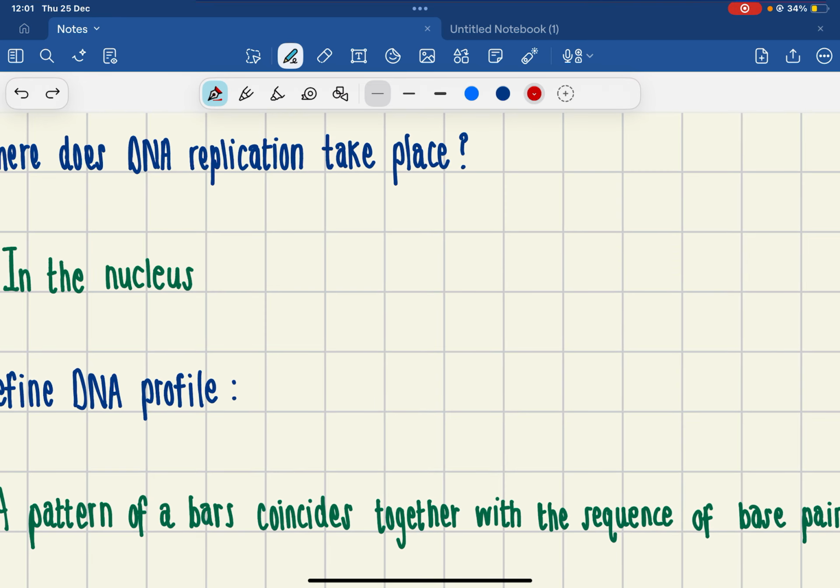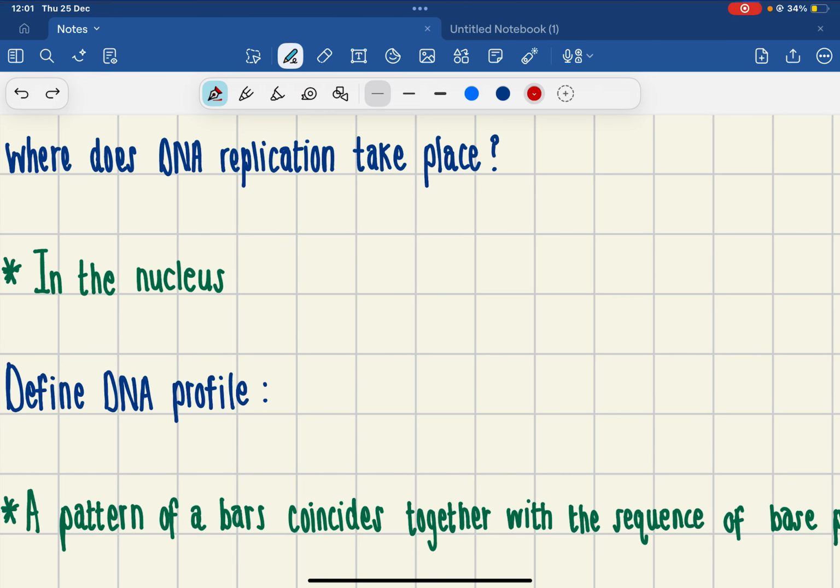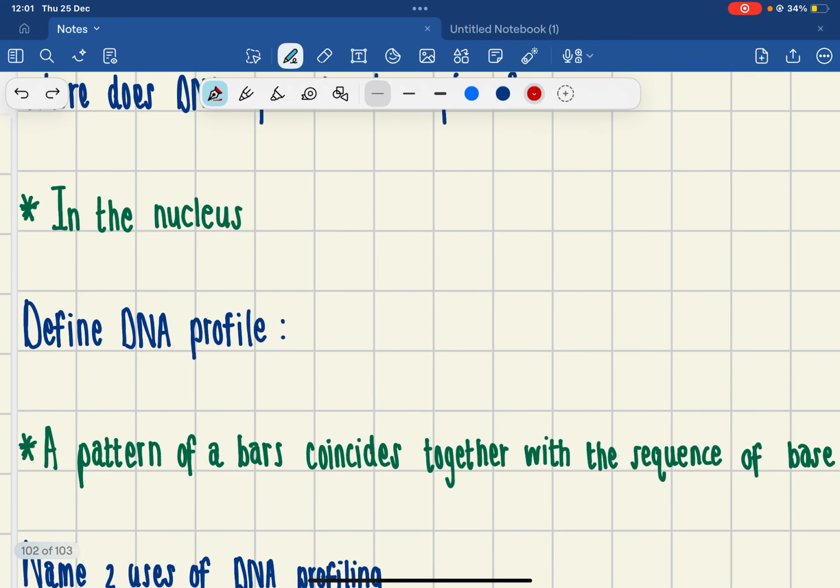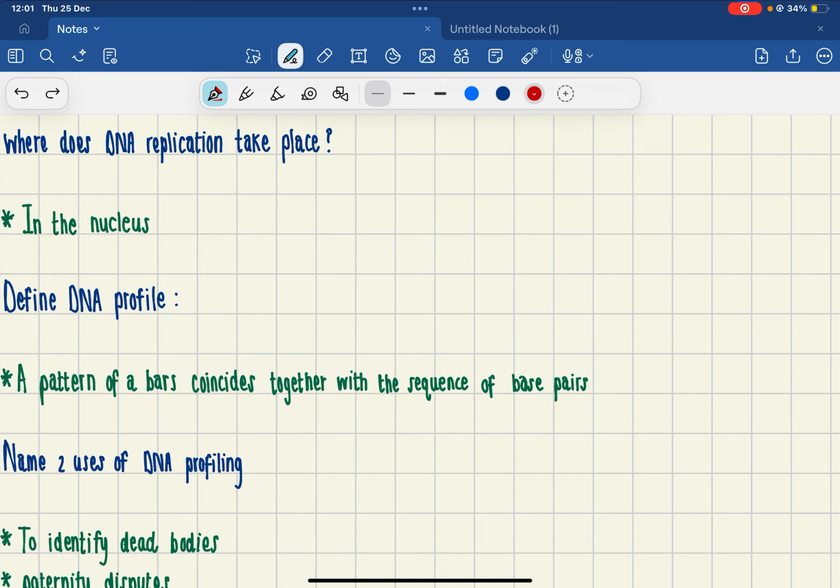I apologize. Now, I did talk about this. Where does DNA replication take place? It takes place in the nucleus. When? During interphase. It's very important for us to know this.